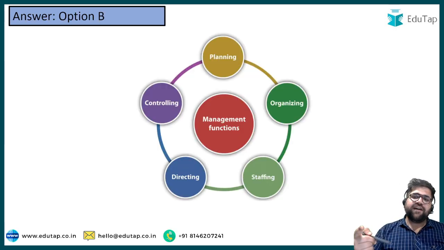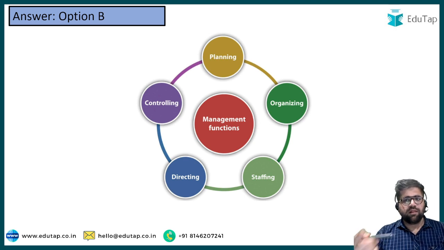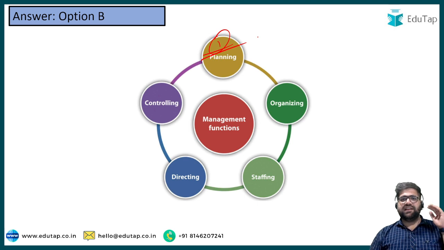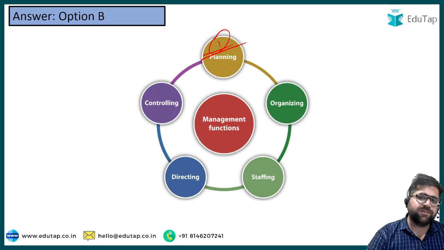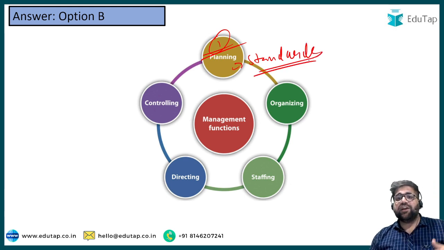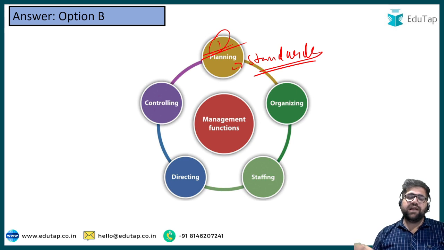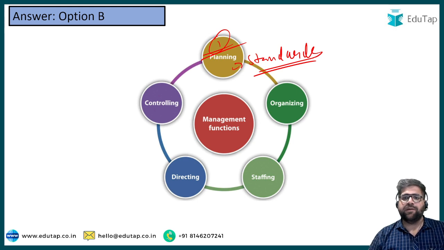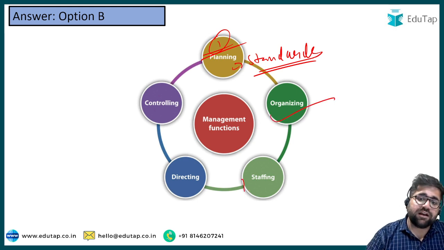As we all know, there are 5 functions of management. These 5 functions start with planning. Under planning, we set the goals, we set the standards. Focus on this particular word, standards. We set the standards which we have to achieve. In organizing, I will try to mobilize all the resources. Like I will make my purchase department, my sales department, and so on and so forth. Then comes staffing.